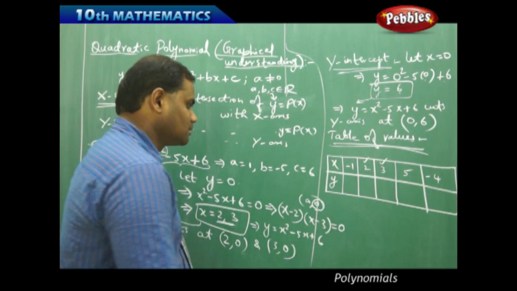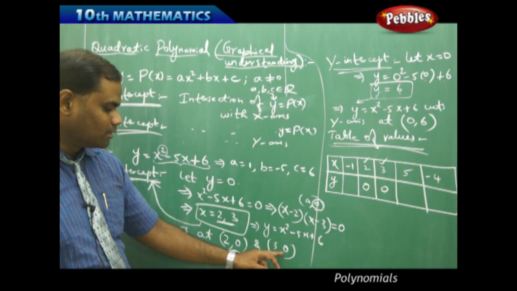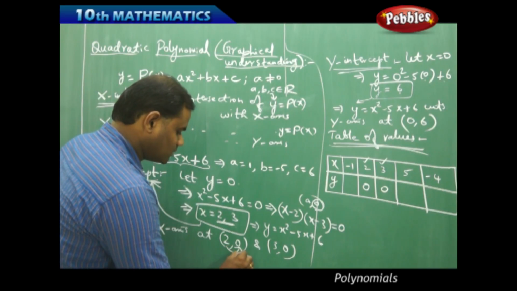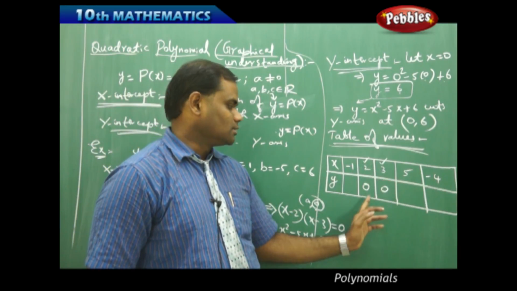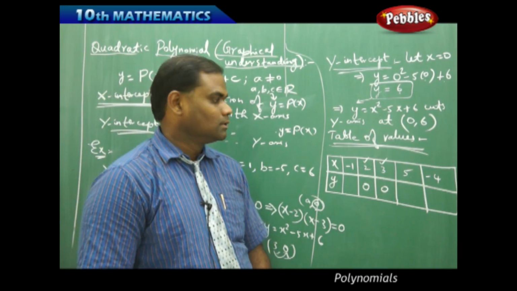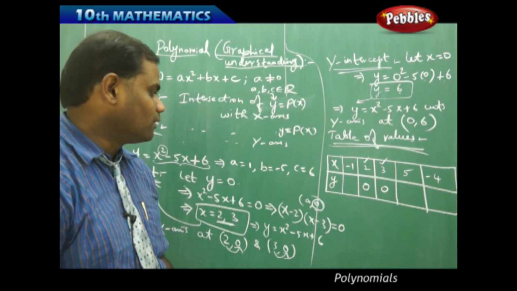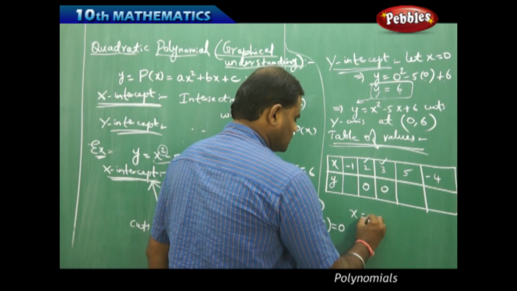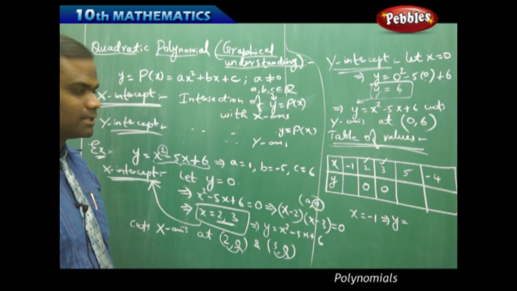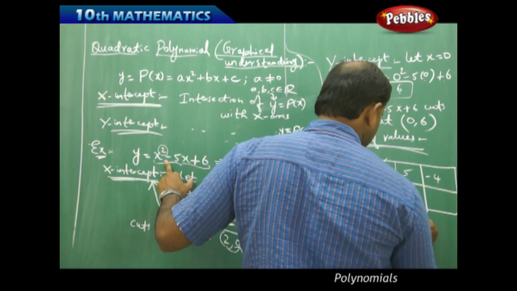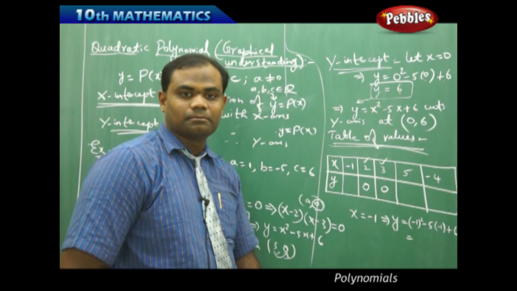So I can easily get these to be zeros, because when x is 2, y is 0, and when x is 3, y is 0. These two being zeros immediately give me the value 0. Now next, when x is -1, I would like to find the value of y. So x equal to -1 implies y, which is x squared minus 5x plus 6, and this would give me 1.